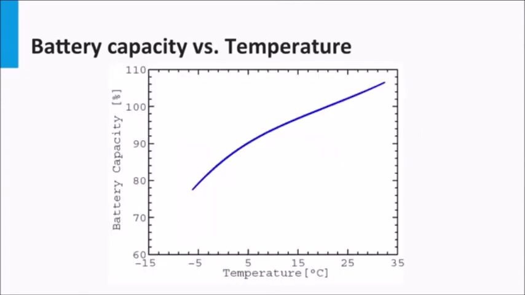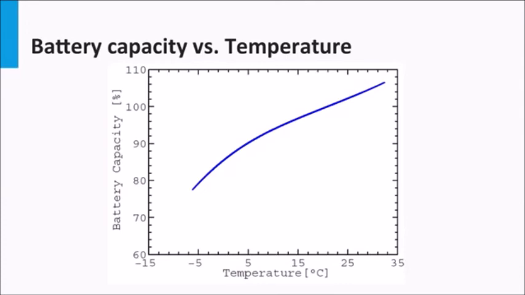While battery life is increased at lower temperatures, there is one more effect that needs to be considered. The temperature affects the battery capacity during regular use too. As seen from the graph, the lower the temperature, the lower the battery capacity. The higher the temperature, the higher the battery capacity.